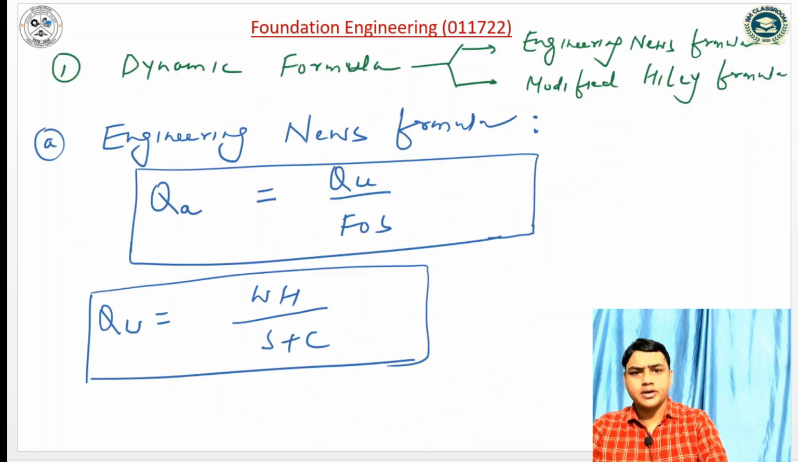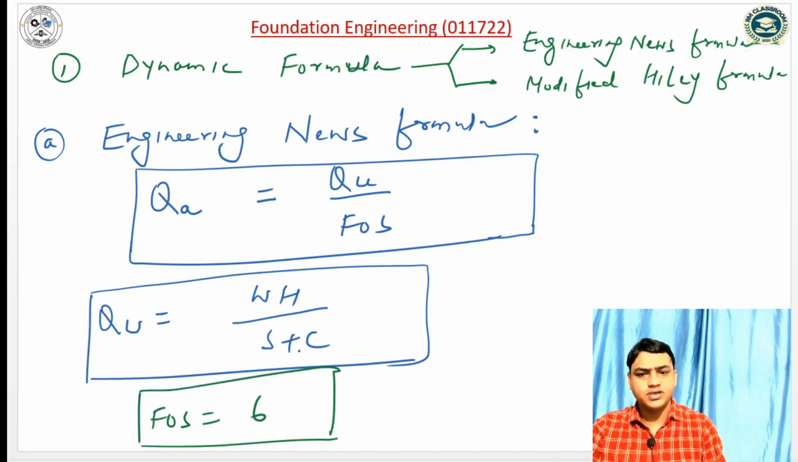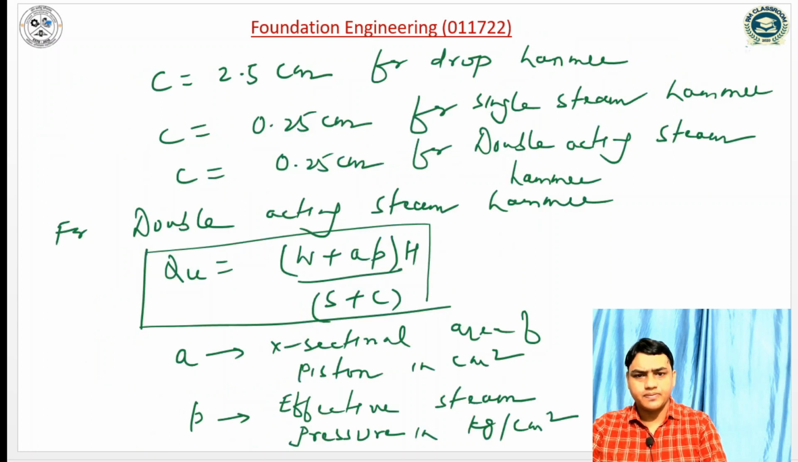So here we can write the allowable load is ultimate load divided by factor of safety, and in dynamic formula the factor of safety is taken as 6. So in engineering news formula I will take the factor of safety 6, and in modified Hiley formula I will take the factor of safety as 2.5.